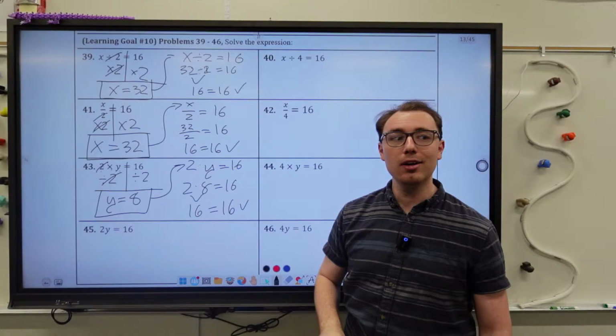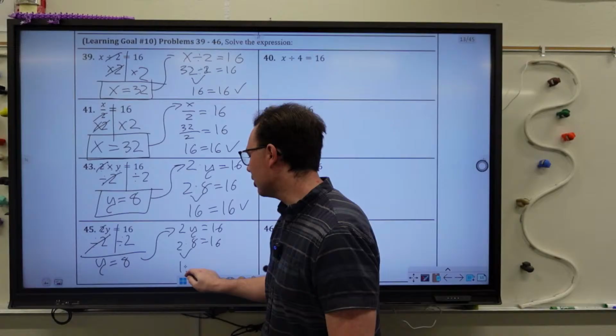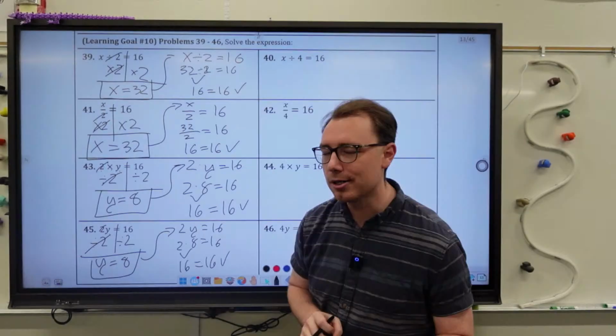We now want to double check our answer by plugging in that value into the original equation of 2y is equal to 16, or 2 times 8 is equal to 16. And we know that 2 times 8 does give us 16. Since we got a valid equation here, we know that our answer here is 100% right. We're now able to move on to that learning goal 11.